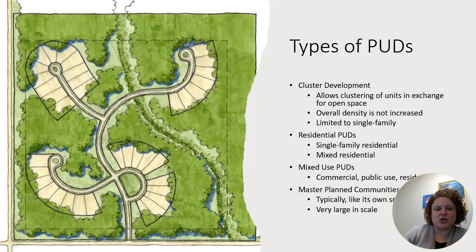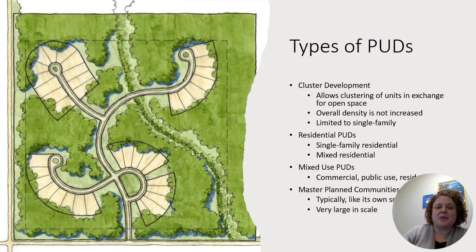Mixed-use PUDs can incorporate commercial, residential, and even public uses like schools. Commonly, there are higher density residential, such as apartments, near the commercial areas. There may also be a lower density component as well, such as a single-family residential neighborhood.